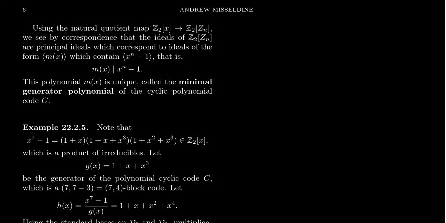Because of our previous video, we've now shown that there's a one-to-one correspondence between cyclic codes and ideals of a cyclic group ring. And so using the natural quotient map, we can map Z2[x] onto the group ring Z2[Zn]. Because of course we saw earlier that Z2[Zn] is just Z2[x], where we then mod out by the polynomial x^n - 1. Okay, so this is where our codes are going to live.